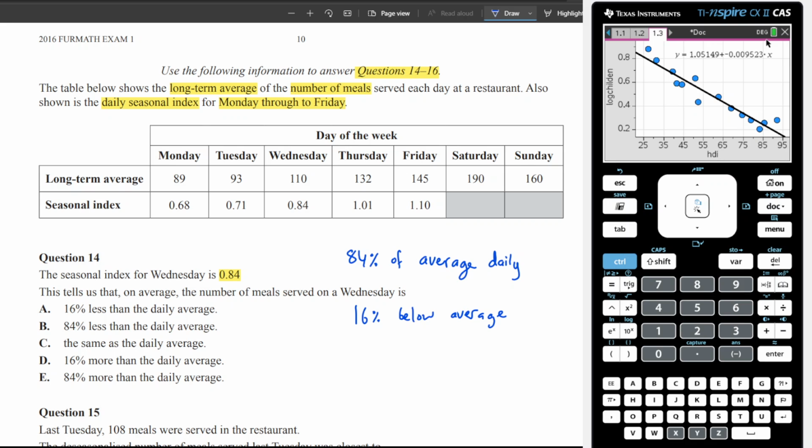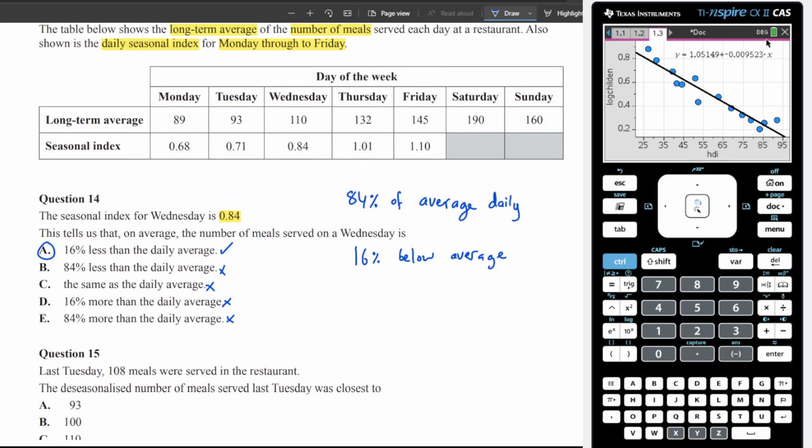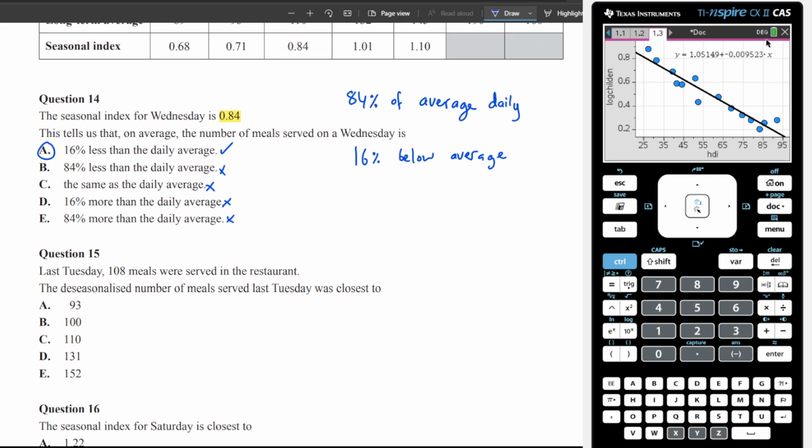Let's have a look. So it appears that A would be our answer, 16% less than the daily average, but let's go through. 84% less than the daily average. No, it's not less than. It's not 84% less than. It would be 84% of. It is definitely not the same as the daily average. It is definitely not more than the daily average. So both of them are wrong, so our answer is A. Let's move on to question 15.